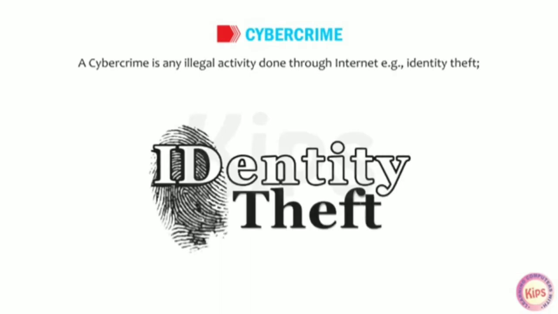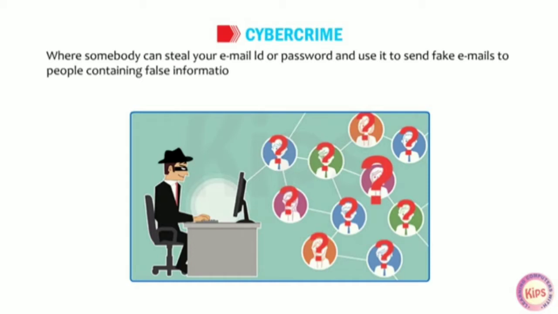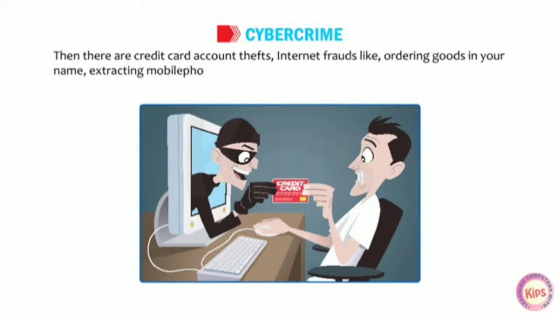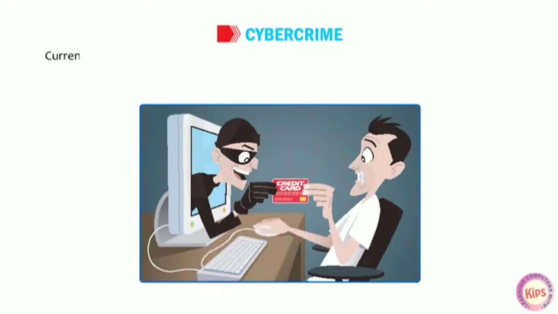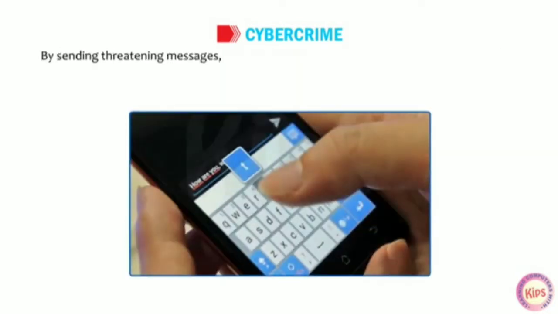Example, identity theft, where somebody can steal your email or password and use it to send fake emails to people containing false information about a product or winning a lottery. Then there are credit card account thefts, internet frauds like ordering goods in your name, extracting mobile phone contacts, etc., forgery, that is imitating documents, currency and objects of other people with bad intentions, harassing others and mischief by sending threatening messages, all of which come under the jurisdiction of the Indian Penal Code, which is known as IPC.